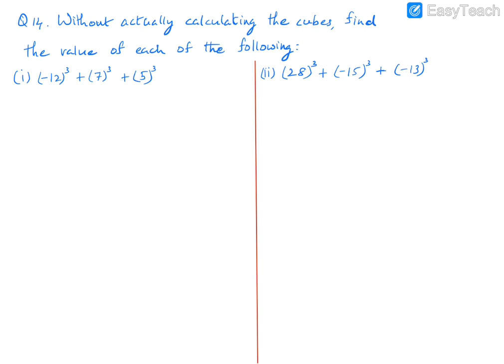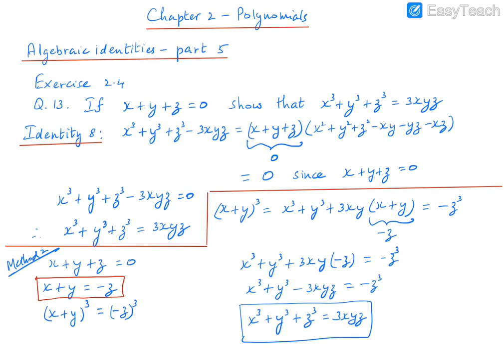So x is minus 12, y is 7, and z is 5. And what we notice here is that the sum x plus y plus z, which is minus 12 plus 7 plus 5, equals 0. So since we have x plus y plus z equals 0, again using our identity number 8, let me rewrite the identity number 8 from our previous page. So identity number 8 is given by this expression.